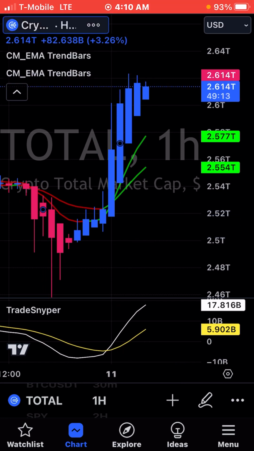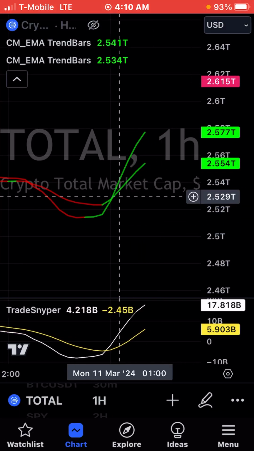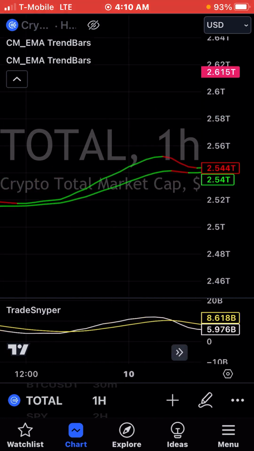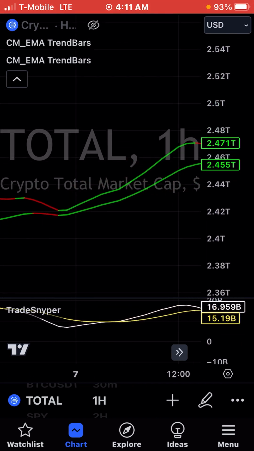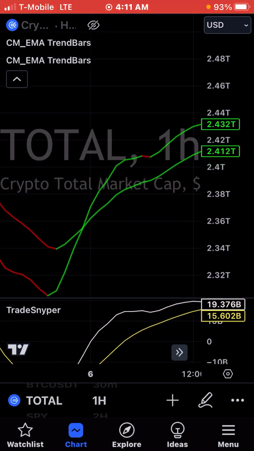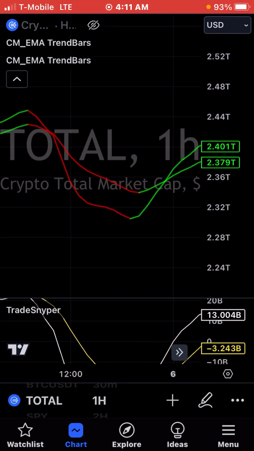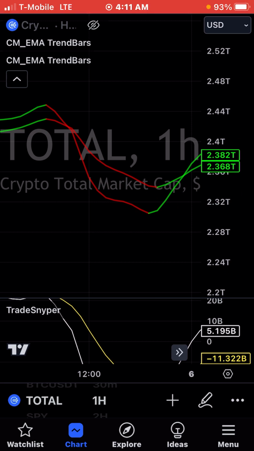So let's find all the moments where Bitcoin is going up. So you can focus your trades right here. There's a cross right there. And where's another one? There's a cross right here. So make sure you keep your eye on the Bitcoin dominance, and make sure you don't go against the trend.